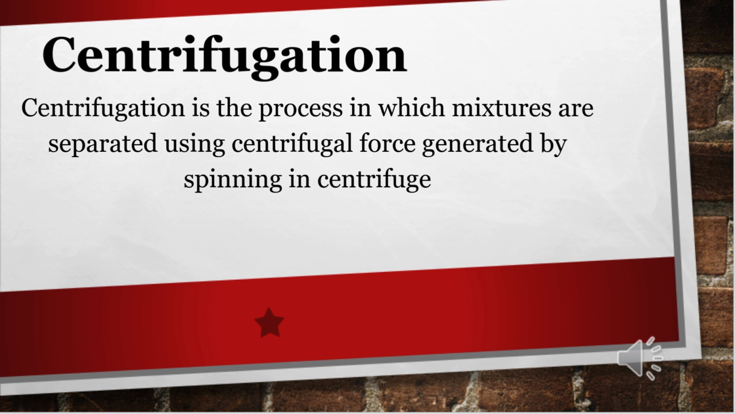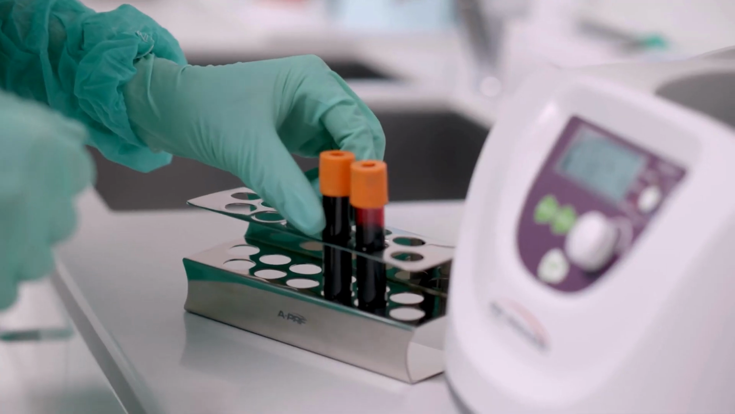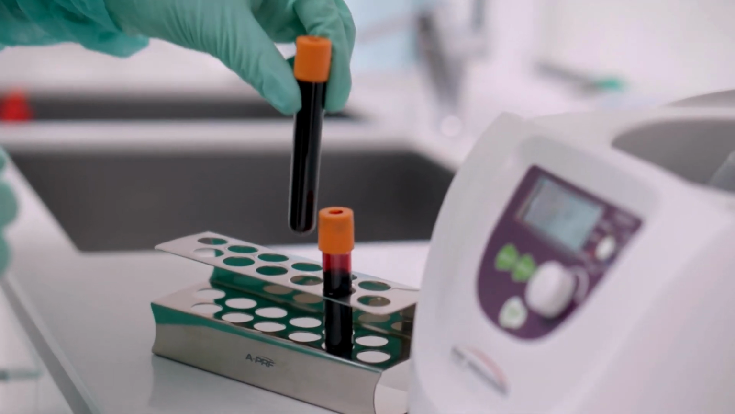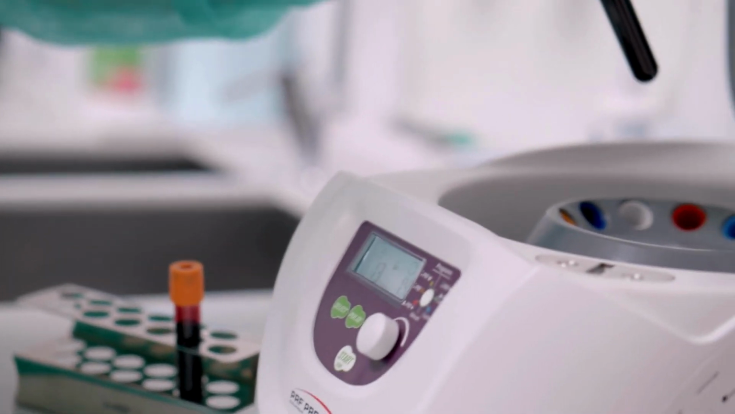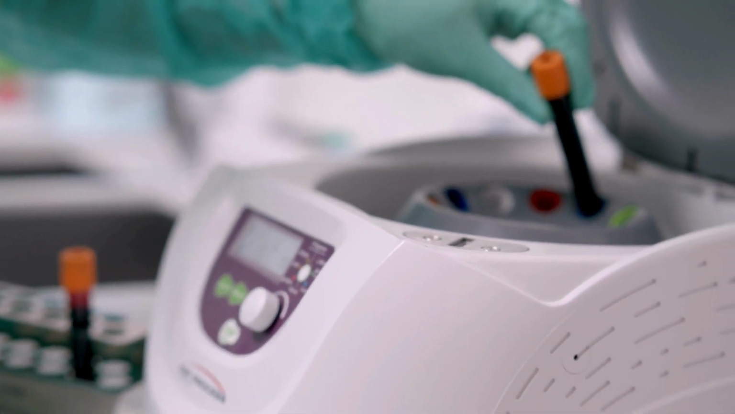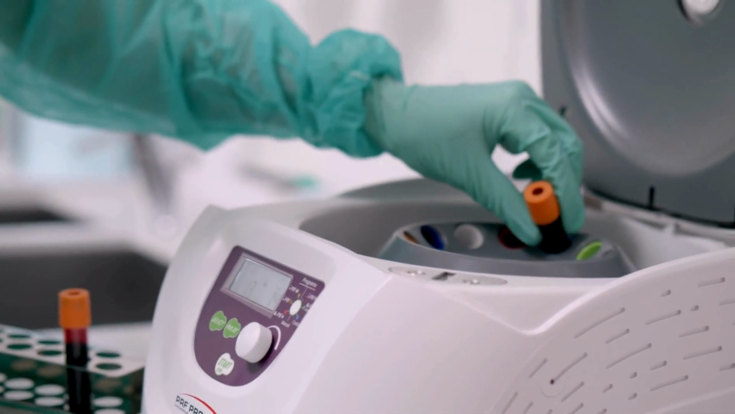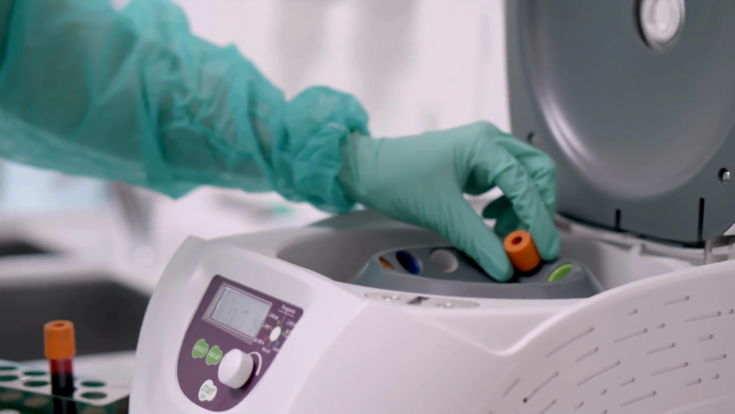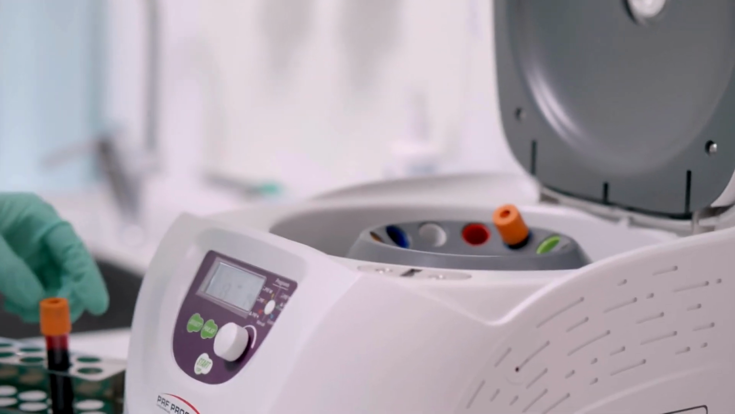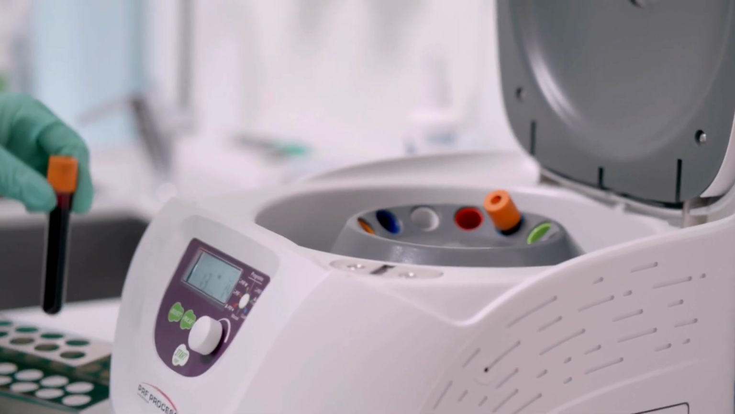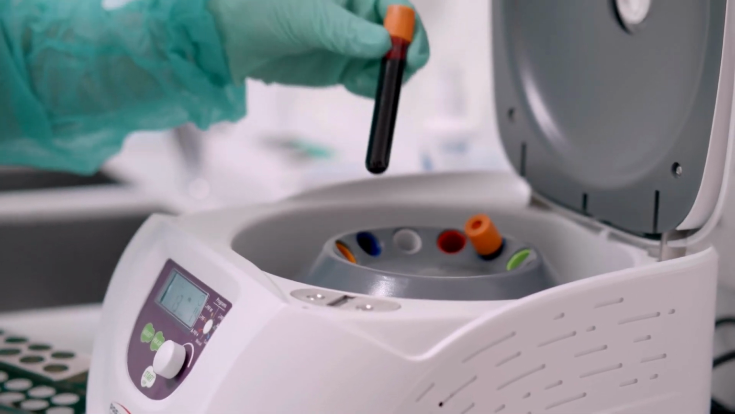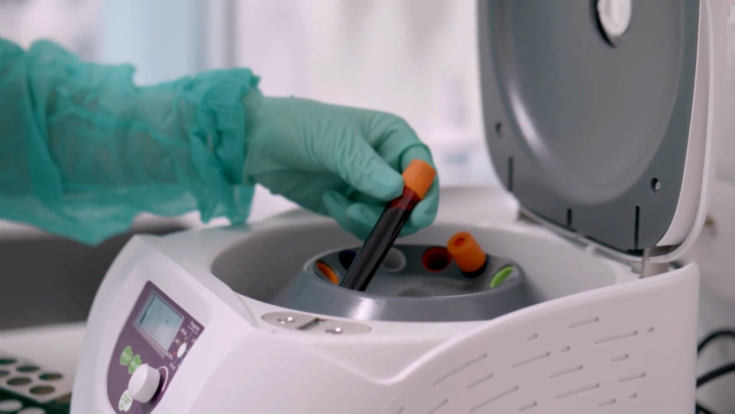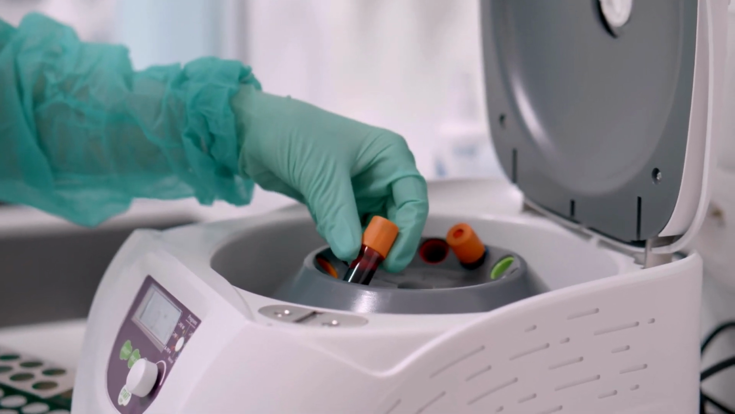Centrifugation is the process in which mixtures are separated using centrifugal force generated by spinning in a centrifuge. The mixture is separated based on its size and density under centrifugal force. Centrifugation is done in a centrifuge machine in which tubes are spun at high speed, which exerts centrifugal force on cellular components. Centrifugation can be performed in two ways: density gradient centrifugation and differential centrifugation.